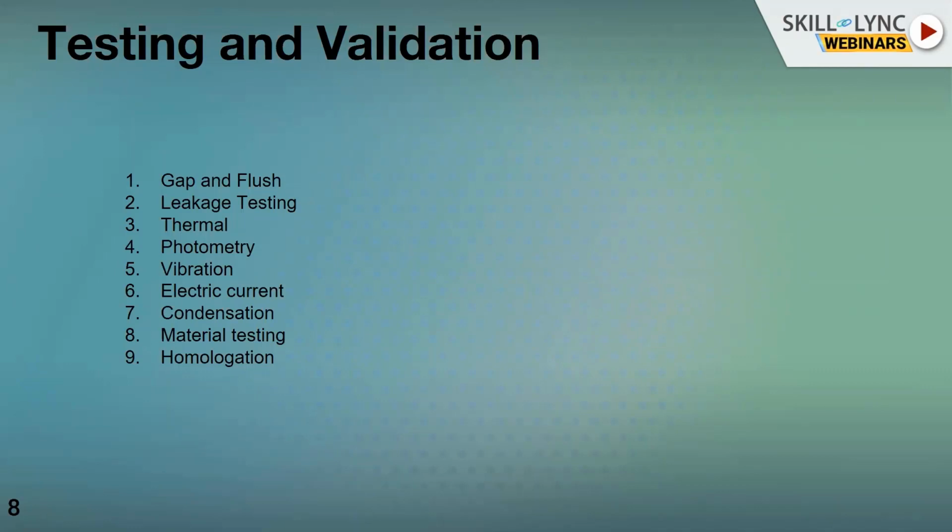So first is gap and flush. If you have seen a Hyundai car and a Tata car, the major difference you can see is that in the Tata car, there are larger gaps between the lamp and the BIW, or body in white, so you can see the inside part very easily. But in the Hyundai car, they are focusing very much on the gap and flush requirement, keeping it very low, like 0.5 mm or 0.7 mm.